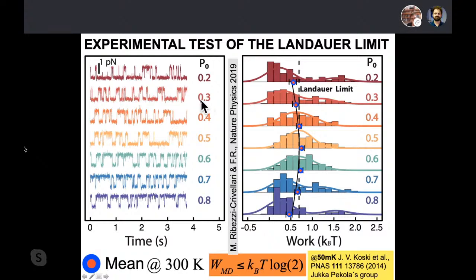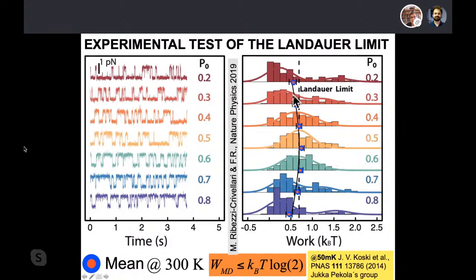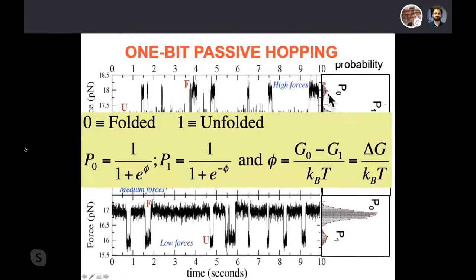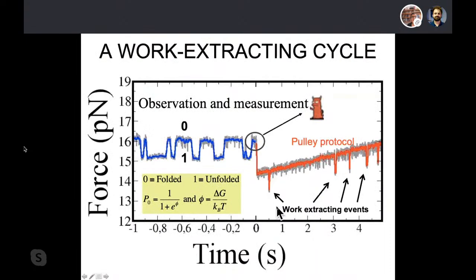And you see the work distribution is for a small system. We never measure exactly the same work. So one trajectory will have 5 peaks of work extraction, but another trajectory will have 6, another will have 1, another will have none. I have a work distribution, but the mean follows this formula, which is called the Landauer limit, which is nothing else than this formula here, or the Shannon information in 1 bit multiplied by kBT. And this is, if you want, an experimental demonstration of the Landauer limit.